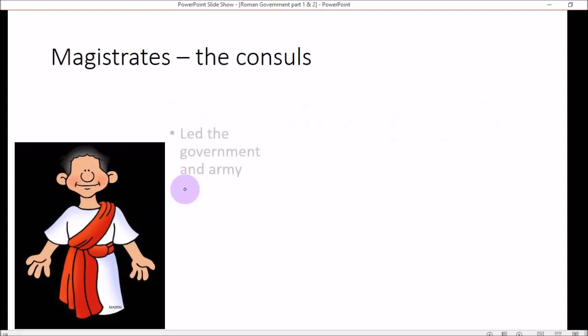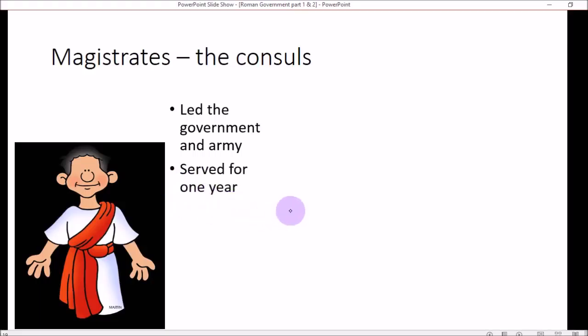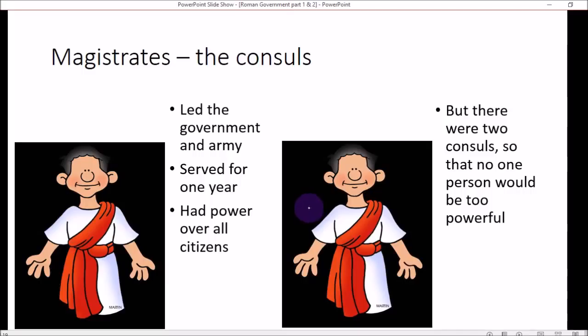And here's a little bit about the consuls. They led the government and the army. They served for one year. So unlike our president who served for four years each term and can serve for eight total, these guys only served for one. They had power over all citizens, but there were two consuls so that no one person would be too powerful. That's going to be a big thing in Rome, a big theme. Romans were very afraid of one person becoming too powerful.